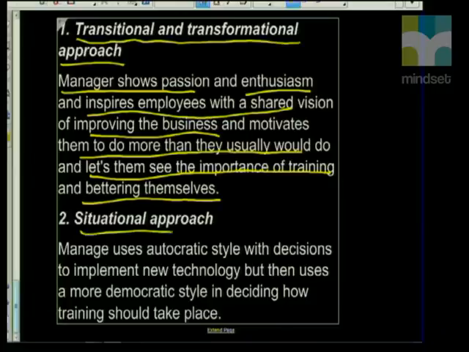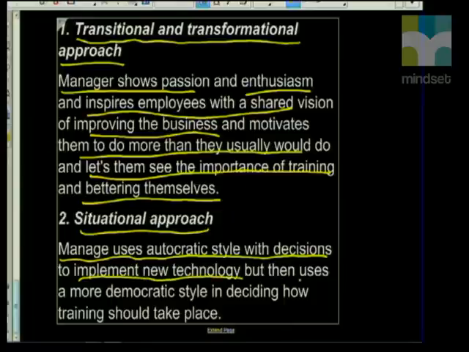The second one here would be the situational approach. Now with the situational approach, managers will use an autocratic style with decisions to implement new technology, but then use a more democratic style in deciding how the training should take place. So with situational, you're going to use not just one approach, but two, and it also depends on the situation.